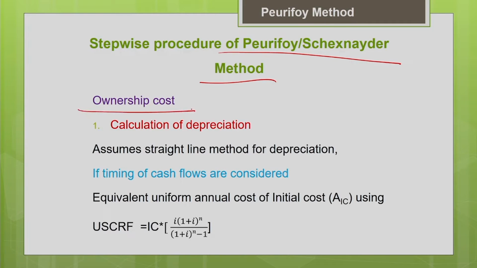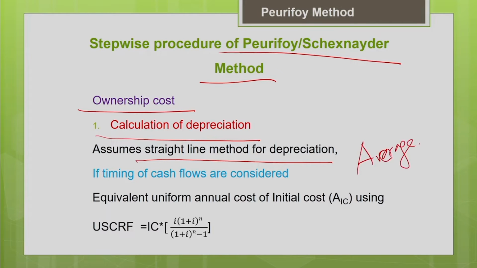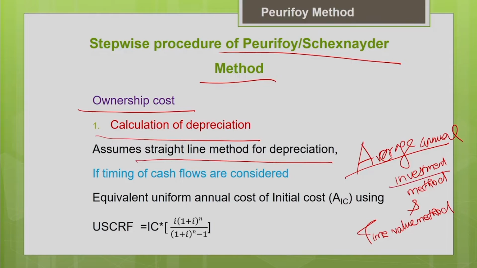Coming to the ownership cost. Under the ownership cost, we are going to calculate the depreciation. Here also, we are going to follow the straight line method of depreciation. And Purify has discussed two different approaches. One is the average annual investment method, and the other one is the time value method. So you can see there are two approaches discussed by him. Under the Caterpillar method, we have discussed the average annual investment method already, so we are not going to discuss it again.